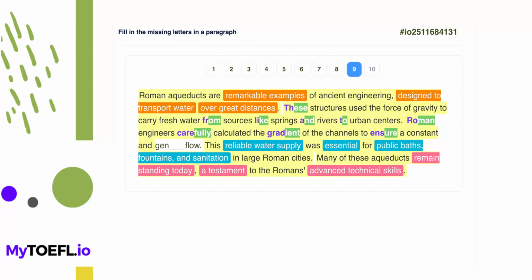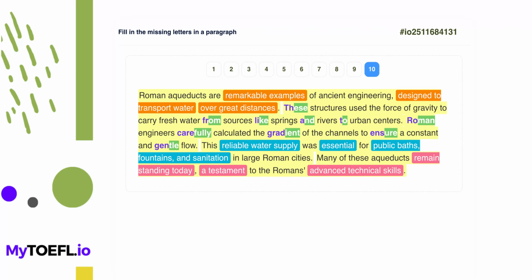And finally, let's solve the 10th blank. Roman engineers carefully calculated the gradient of the channels to ensure a constant and blank flow. The question provides the letters G, E, and N and contains three missing spaces. We need an adjective to describe the flow of water. This adjective is paired with constant using and, suggesting a positive, steady quality. Water in an aqueduct shouldn't rush too violently. It needs to be smooth and not harsh. The provided letters suggest a word that means mild or soft in action. The answer is gentle.